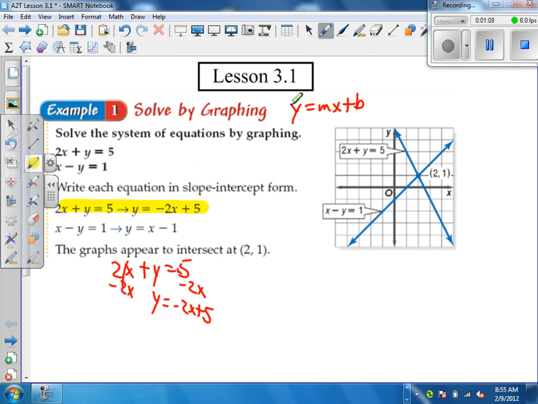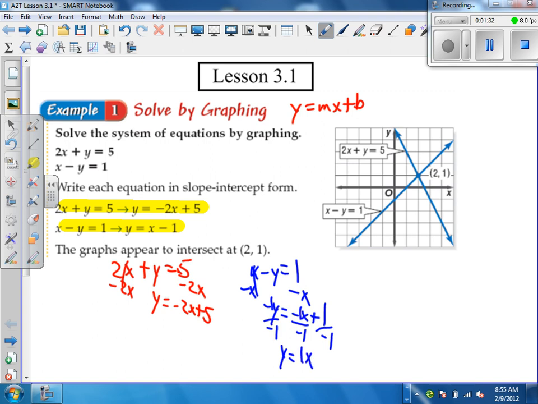The second equation, they have x minus y is equal to 1. Right here they say that it is that. If you go through the process, you subtract x. So negative y is equal to negative x plus 1. And then this is like negative 1, so we're going to divide everything by negative 1. So y is equal to 1x, because that's going to be a positive 1x, minus 1, which is what they have right there.